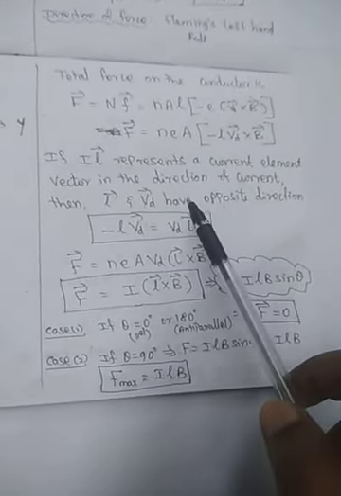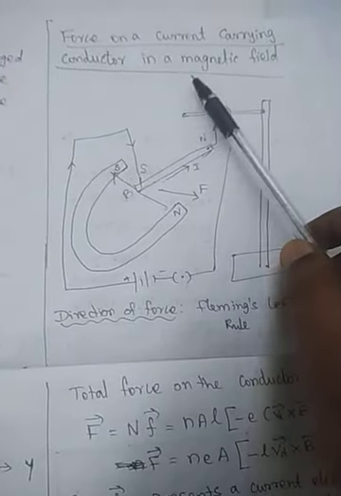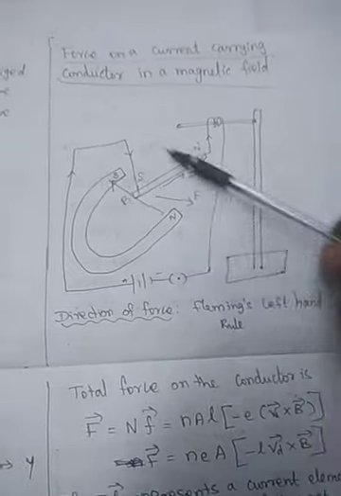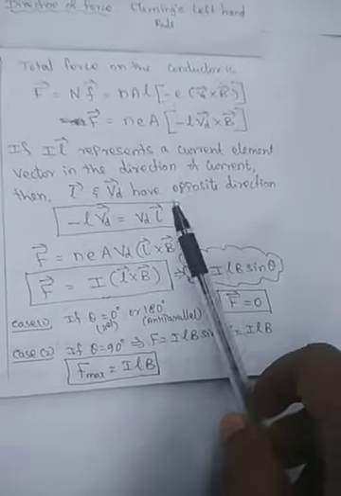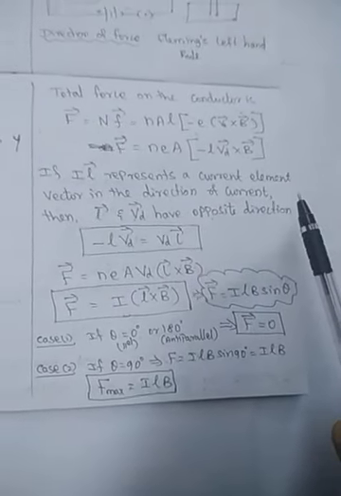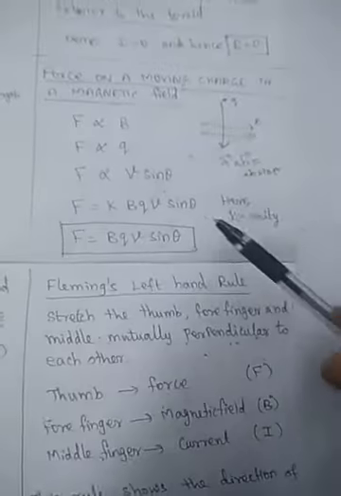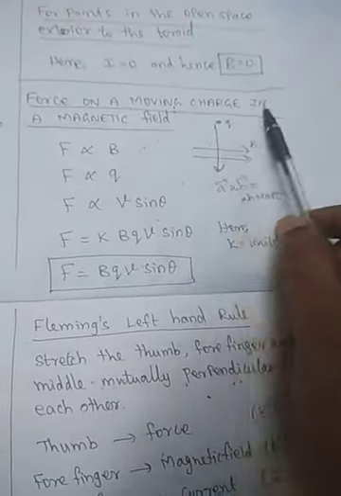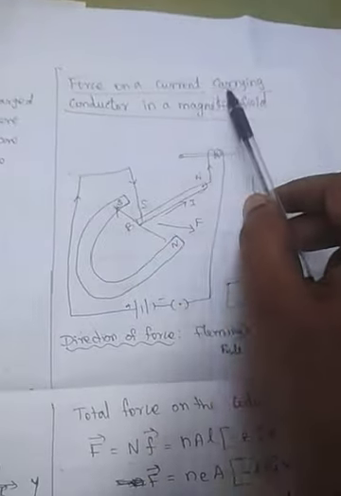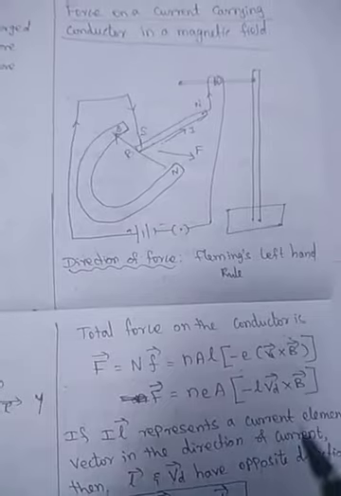This is used in the motor. Fleming's left hand rule is a motor rule, and it works in all motors. The coils rotate with the principle of Fleming's left hand rule. We studied force on a moving charge in a magnetic field in the previous video. In this session, we have studied force on a current carrying conductor in a magnetic field.